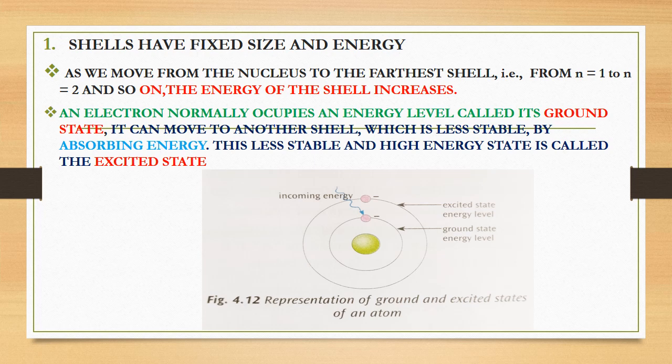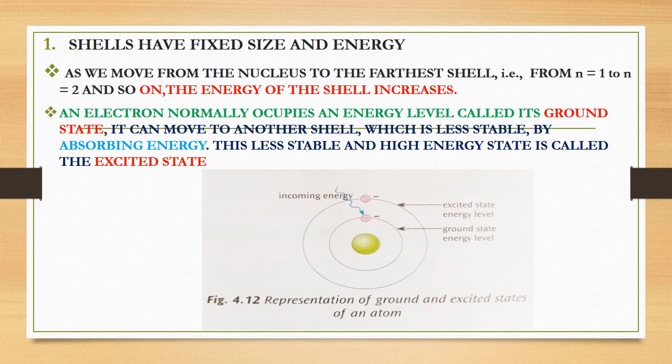So as you move away from one shell to another shell, the energy will also increase. If I give you these 4 shells with respect to an atom, that is K, L, M and N, which shell will have the least energy? Yes, K, isn't it? And which will have the maximum energy? N, because N is the farthest shell. Am I clear?